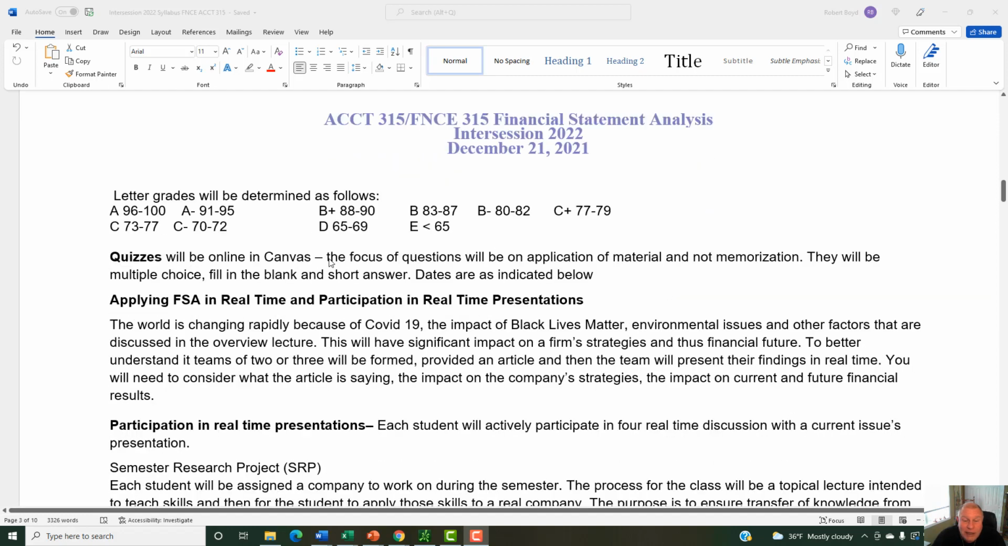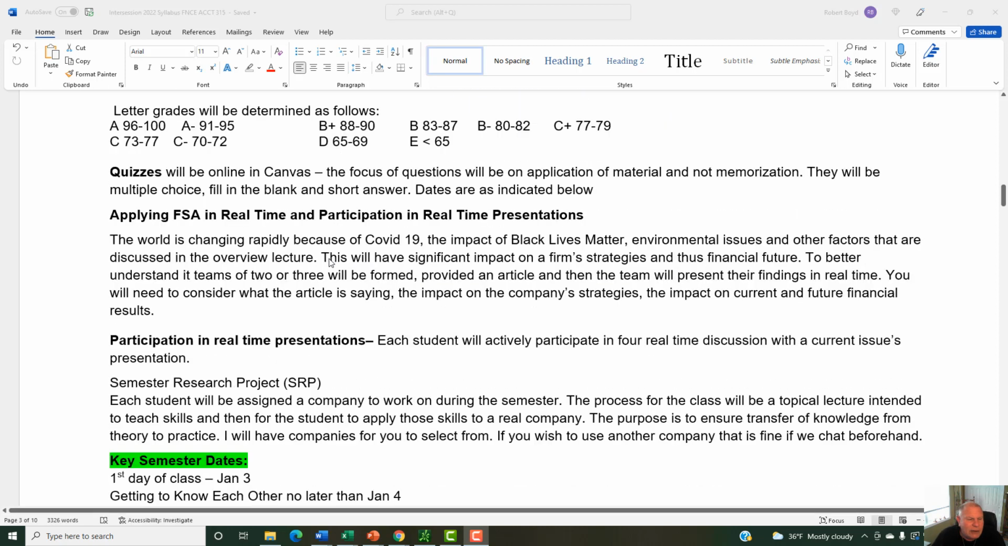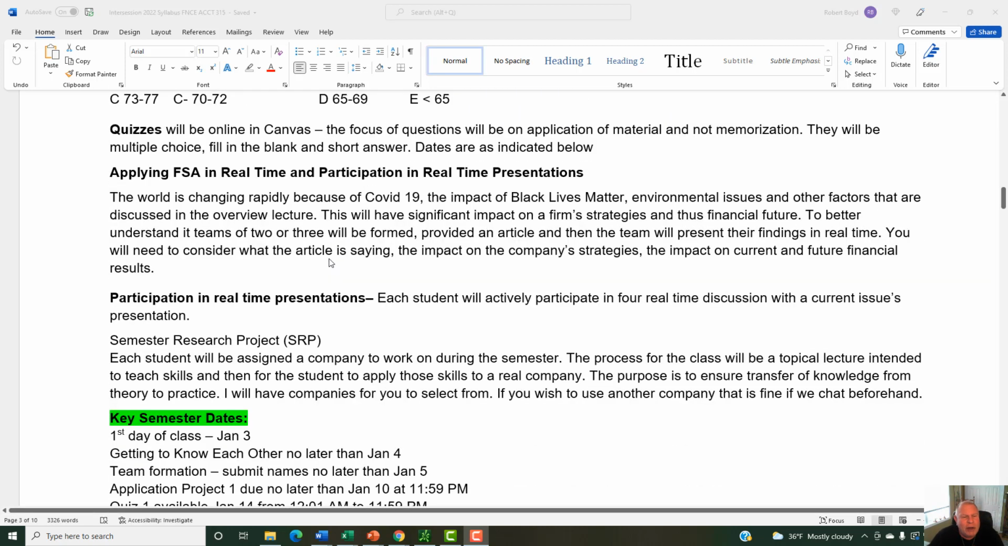Canvas quizzes will be on Canvas. The focus will be on application of materials, not memorization. So it's open book, but you have to be able to think and process information. One of the things is that the world has changed so much because of COVID, Black Lives Matter, environmental issues, supply chain, and all of these have a significant impact on the firm's strategy and thus financial future. So we need to be aware of them.